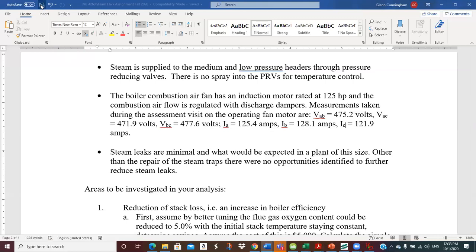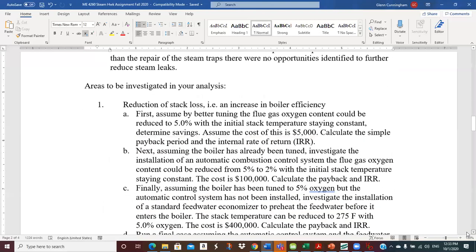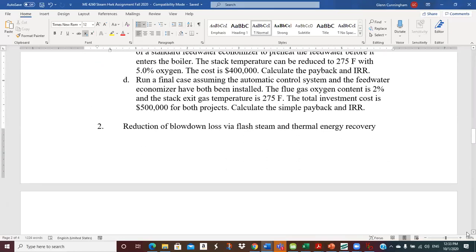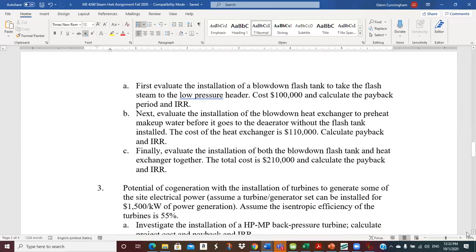All right. So, like I said, current on A is 125.4, the current on B is 128.1, and the current on C is 121.9. Add them together, divide by 3. That's what we use in the calculation. Now, let's go down and see what you were asked on. I think this is number 6.